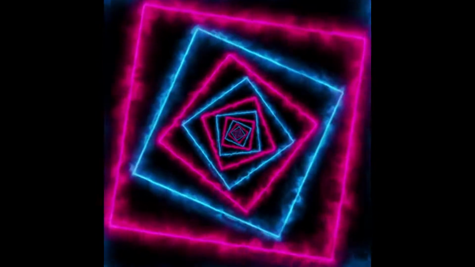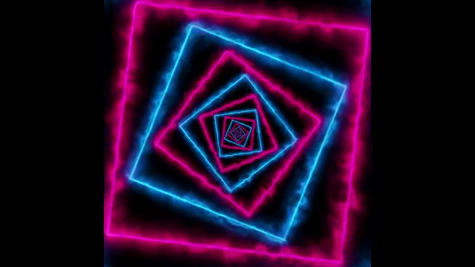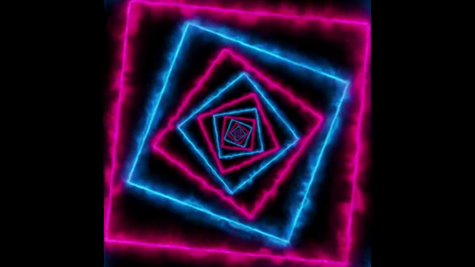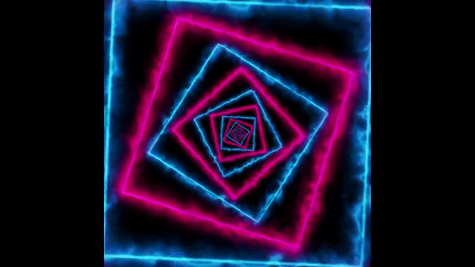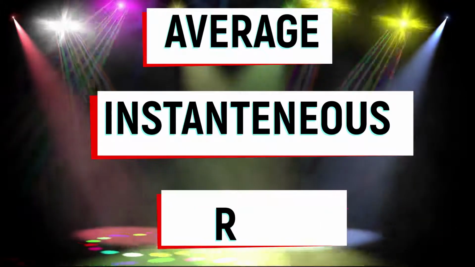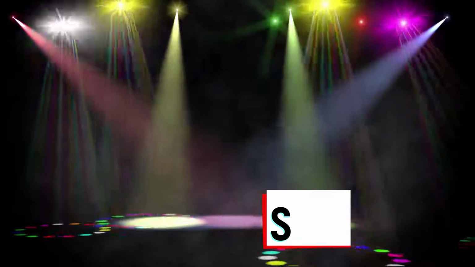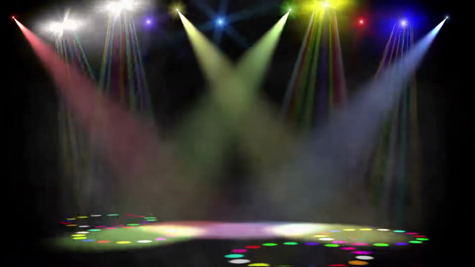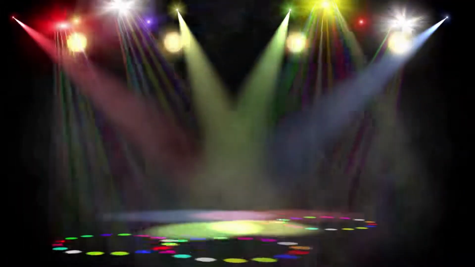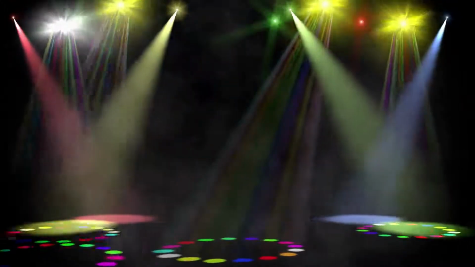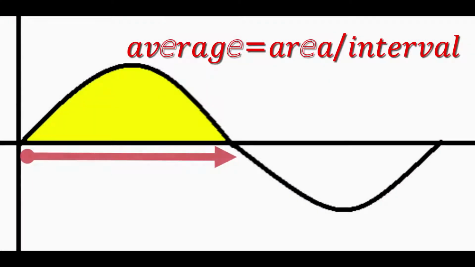The value of AC is not constant as it is in DC. So in AC we use the concept of instantaneous value, average value and RMS value. For DC, all the values are the same. But for AC, we have different ones. The average value represents the area between the curve and the axis divided by the interval of observation.